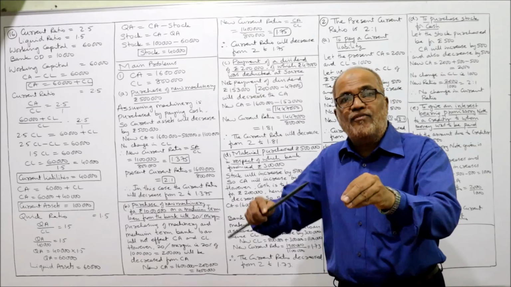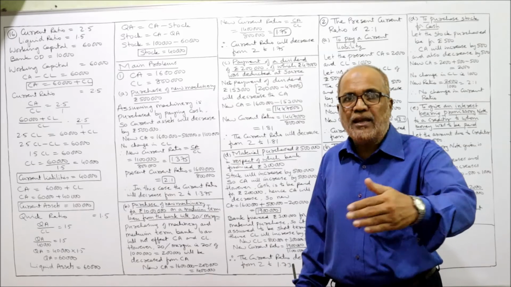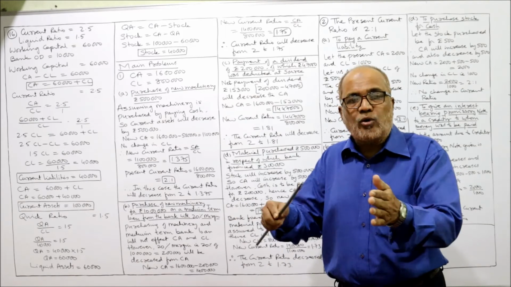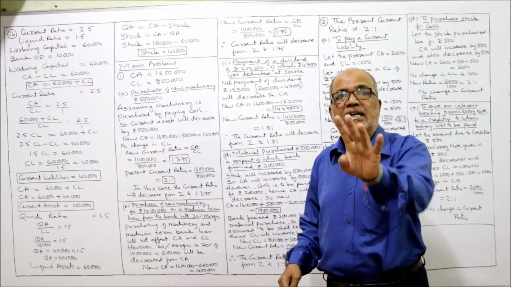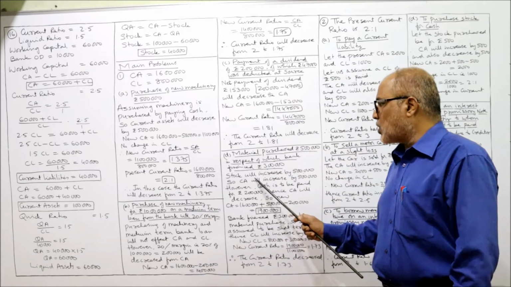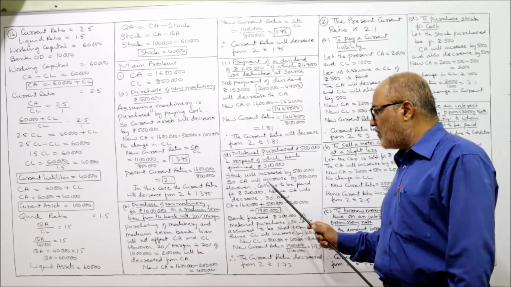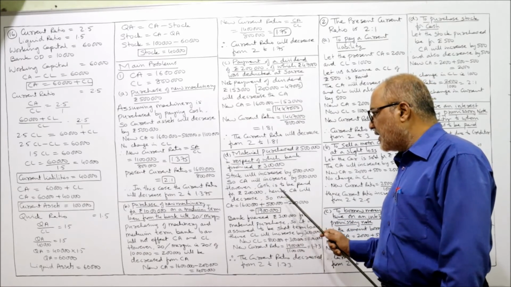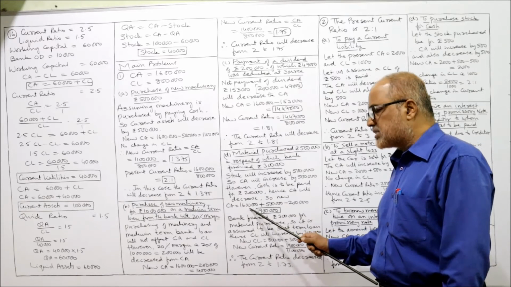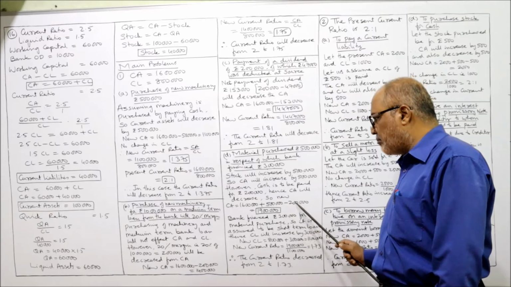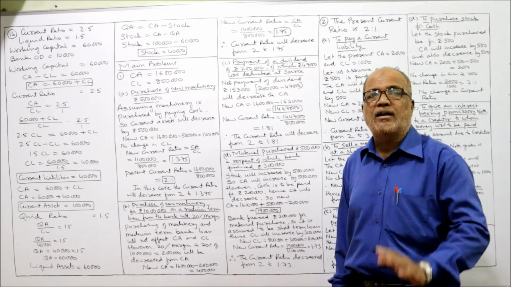At the same time, we are paying in cash 2 lakh rupees. So 5 lakh rupees increased and 2 lakh rupees decreased in current asset. So stock will increase by 5 lakh. So current asset will increase by 5 lakh. However, cash is to be paid for 2 lakh. Hence current asset will decrease. So new current asset will be 16 lakh plus 5 lakh minus 2 lakh. So 19 lakh rupees will be the new current asset.